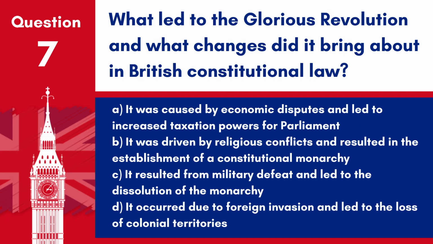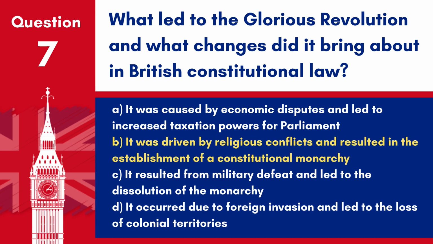Question 7. What led to the Glorious Revolution and what changes did it bring about in British constitutional law? A. It was caused by economic disputes and led to increased taxation powers for Parliament. B. It was driven by religious conflicts and resulted in the establishment of a constitutional monarchy. C. It resulted from military defeat and led to the dissolution of the monarchy. D. It occurred due to foreign invasion and led to the loss of colonial territories.